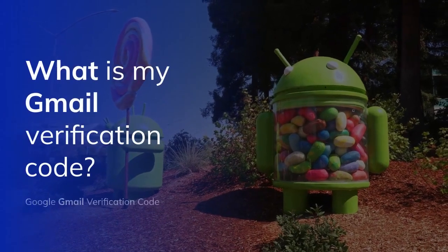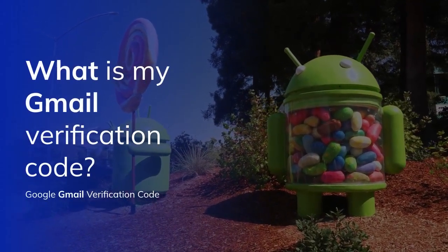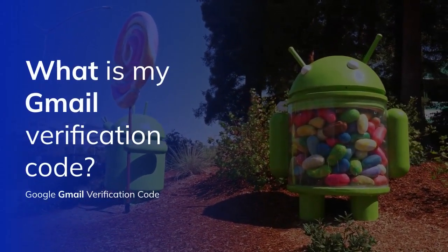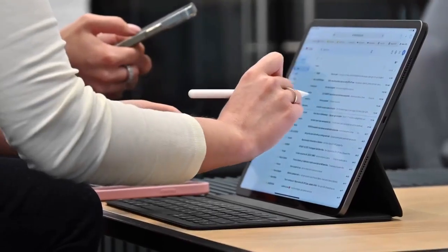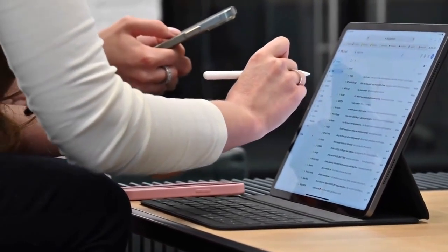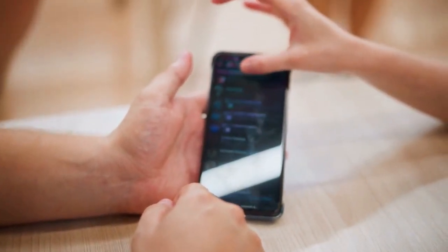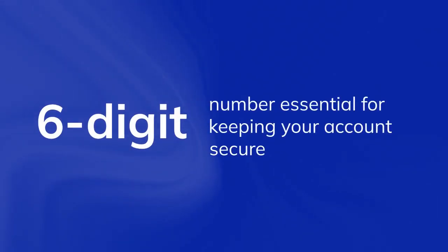Let's get started. When you ask, what is my Gmail verification code, it's important to understand it's not a fixed password you memorize. Instead, it's a unique, temporary security code that Google generates and sends directly to you. This happens whenever Google needs to verify your identity, like when you sign into your Gmail account from an unfamiliar computer, a new phone, or if you are attempting to reset your password. This code is usually a 6-digit number, and it's essential for keeping your account secure.